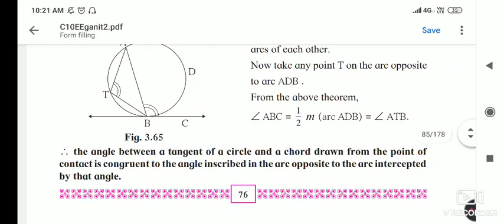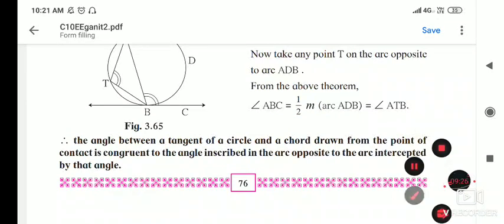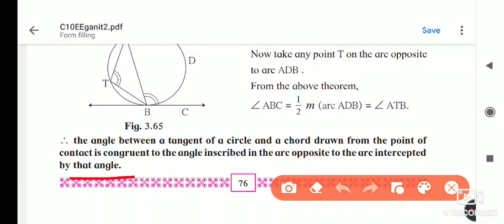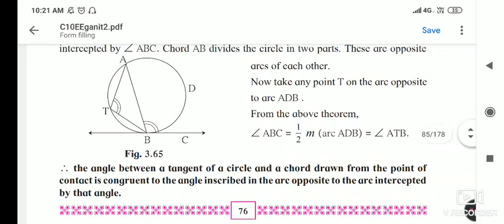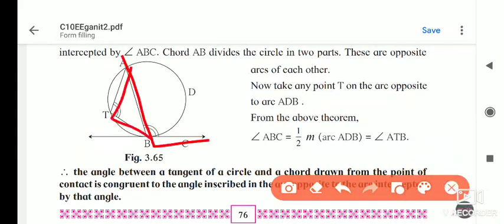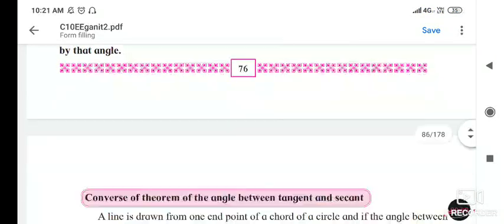That is the statement. It is the alternative statement for the tangent secant theorem. So the angle between a tangent of a circle and a chord drawn from the point of contact is congruent to the angle inscribed in the arc opposite to the arc intercepted by the angle. So that is the statement. And in short, we say that angle ABC is congruent to angle ATB, and that is the alternative statement for the theorem.